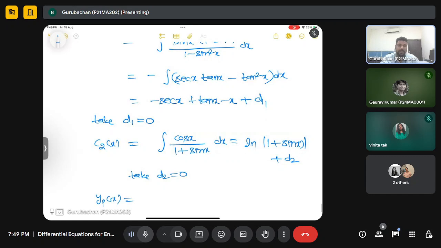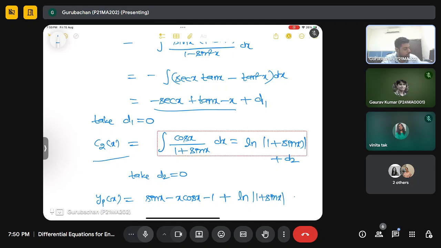It will be c1(x) times y1(x). So what is y1(x)? Cos x. So you will multiply cos x with this whole expression. So it will give you sin x minus x cos x minus 1, plus this c2(x) into sin x. So it will be ln mod 1 plus sin x into sin x. Now you got your particular solution too.